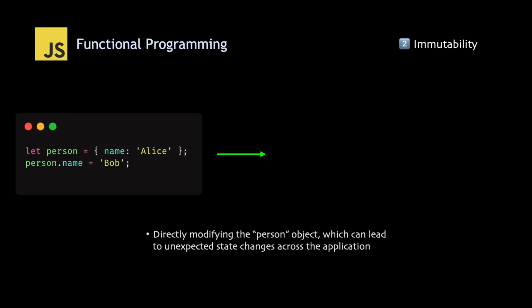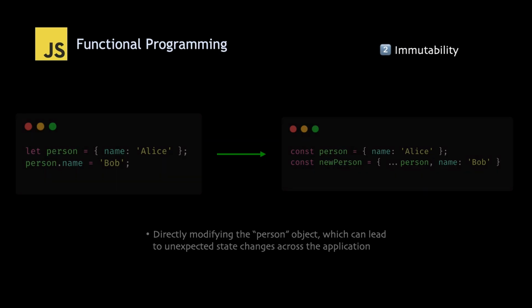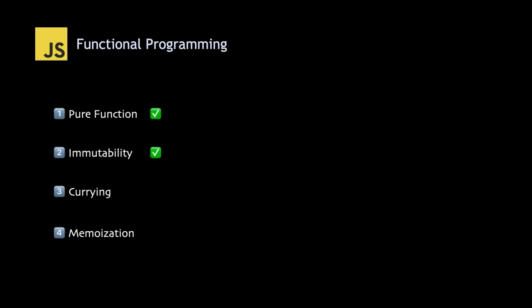Now what has changed? By using const, we ensure that the reference to the person object cannot be reassigned. The spread operator creates a new object, new person, with the same properties as person, but with the name set to Bob. This approach keeps the original person object unchanged, promoting data integrity and making state changes explicit and trackable.